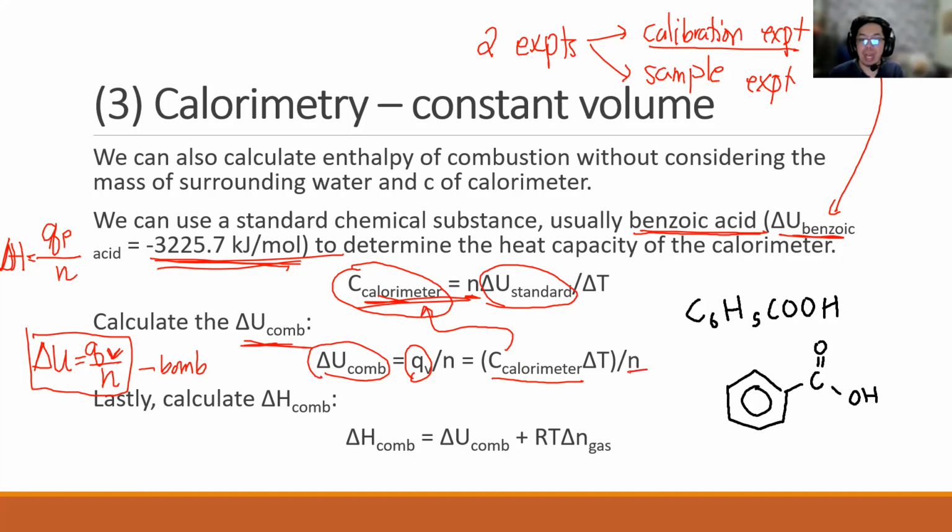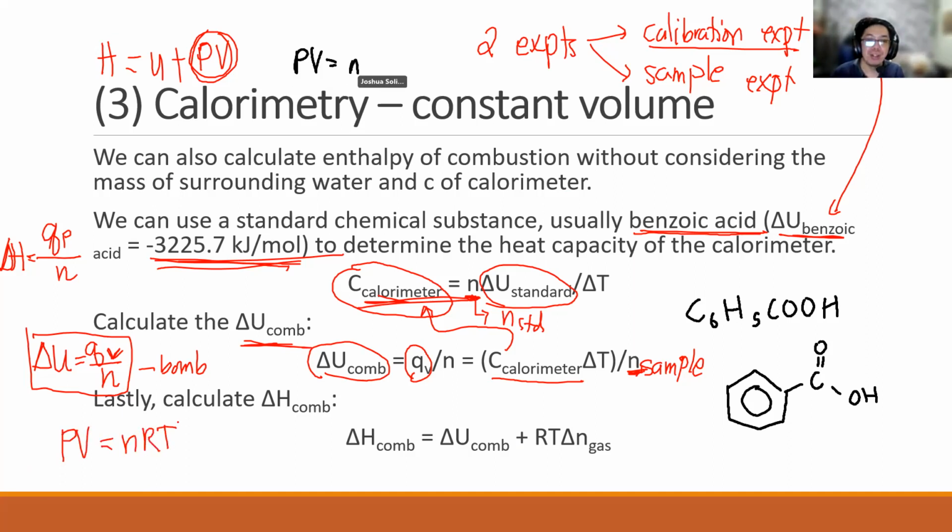Okay? So now the N here, does this N refer to the N of your standard? Of course not. This N is the N of the sample. So the moles of your sample. Then lastly, to calculate delta H, because what we want is delta H, we use this H equals U plus PV. Do you remember what PV or any equation with PV variables is equal to? PV equals nRT. Very good. The ideal gas equation. Correct.